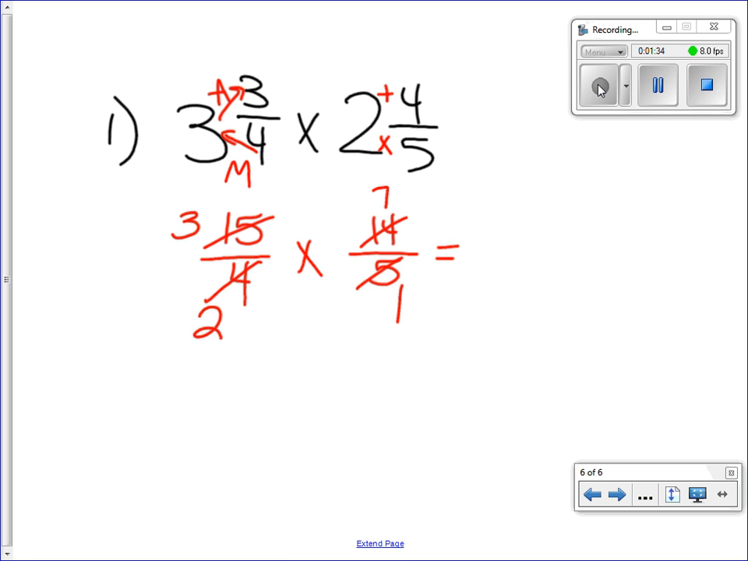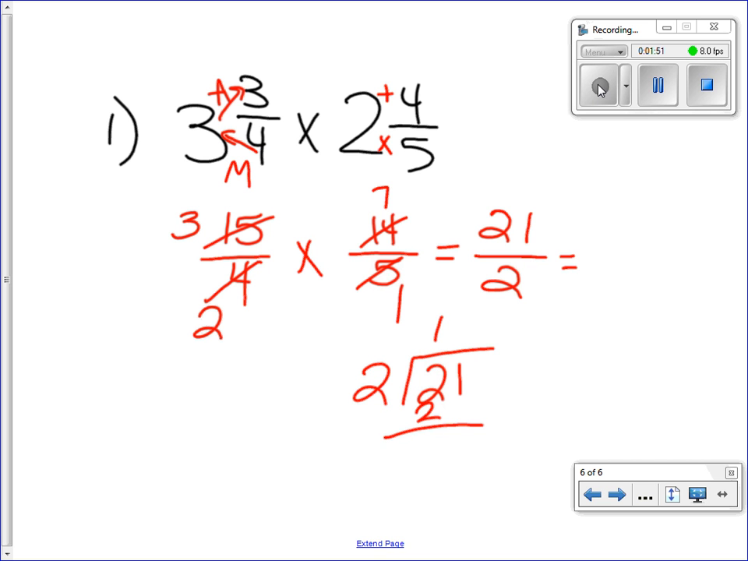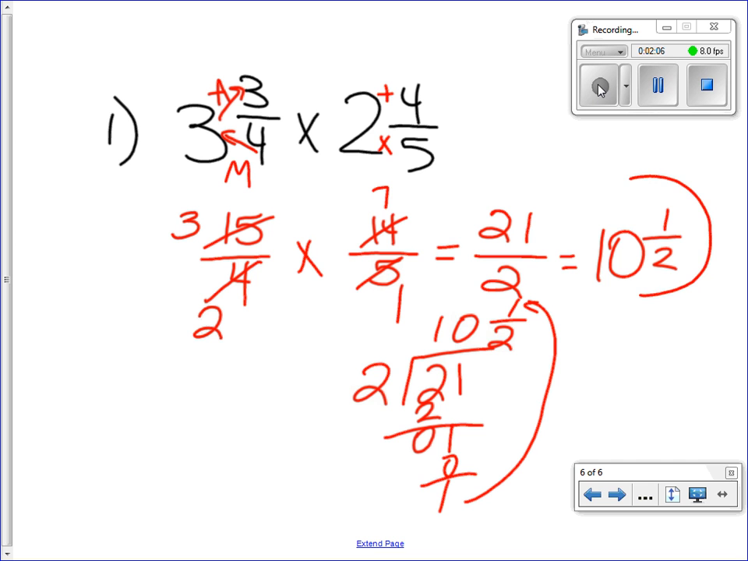Nothing left to cross cancel, so now we just multiply across. 3 times 7 is 21. 2 times 1 is 2. 21 divided by 2 would be what we do with the improper fraction. 2 will go into 2 one time. 2 would go into 1 0 times. That leaves me with a remainder of 1. Remember, the remainder goes as our new numerator, and we keep the denominator the same. So my final answer for number 1 on multiplying mixed numbers is 10 1/2.